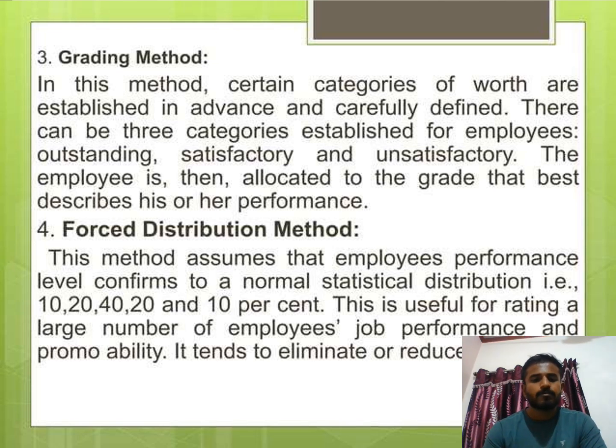And the fourth one is forced distribution method. This method assumes that employee performance levels conform to the normal statistical distribution, that is like 10, 20, 40, 20 and 10%. This is useful for rating a large number of employees. It tends to eliminate or reduce bias in rating job performance and promotability.